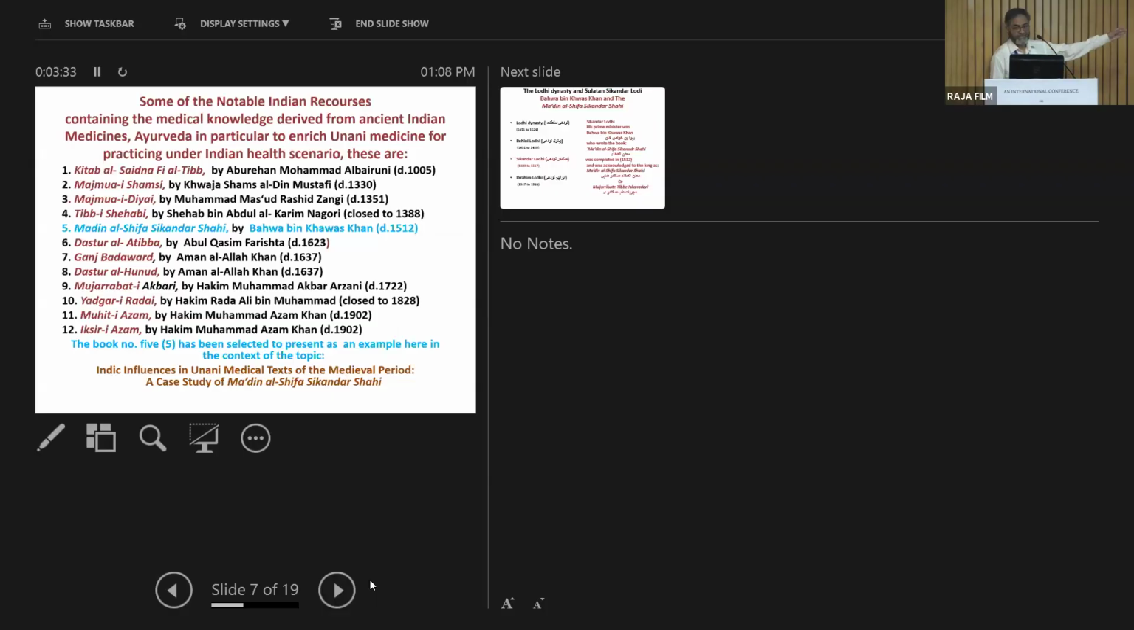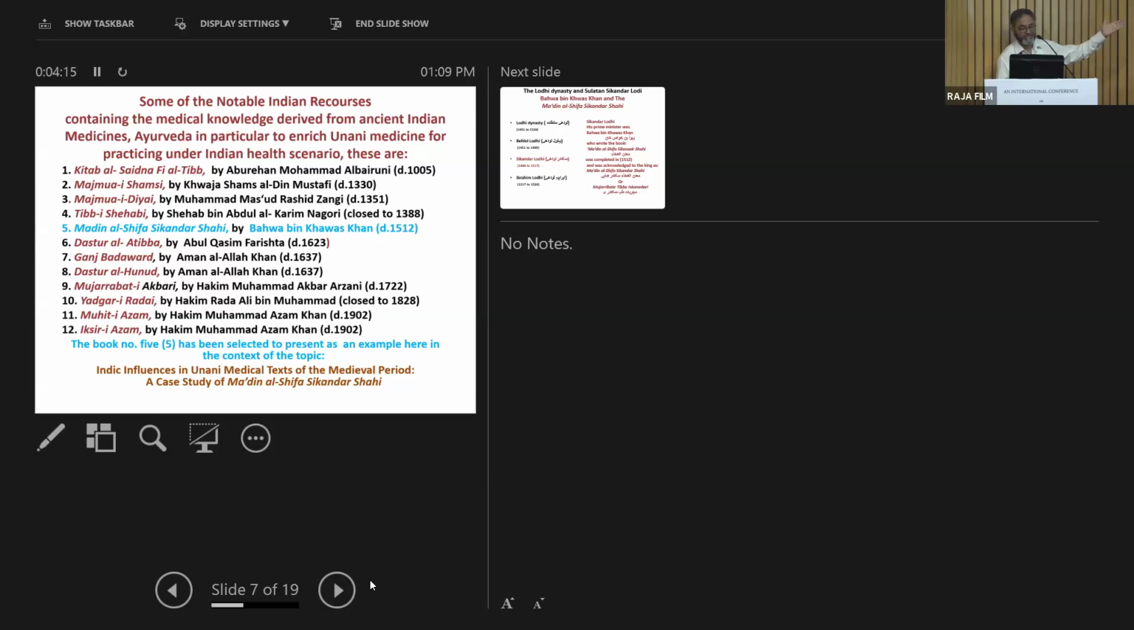This slide is very important because besides this book, I have sorted out 12 or 13 books. Even the tally goes up to 17 to my knowledge. There may be more, but these are the books which I have sorted out. These books have the same nature as Madan al-Shifa Sikandar Shahi, because these are translations and introductions by people who looked into indigenous medical texts to understand the venue and the practical modes, and wanted to elaborate their own system for their own people, through the conservation of the people's assets of practice.